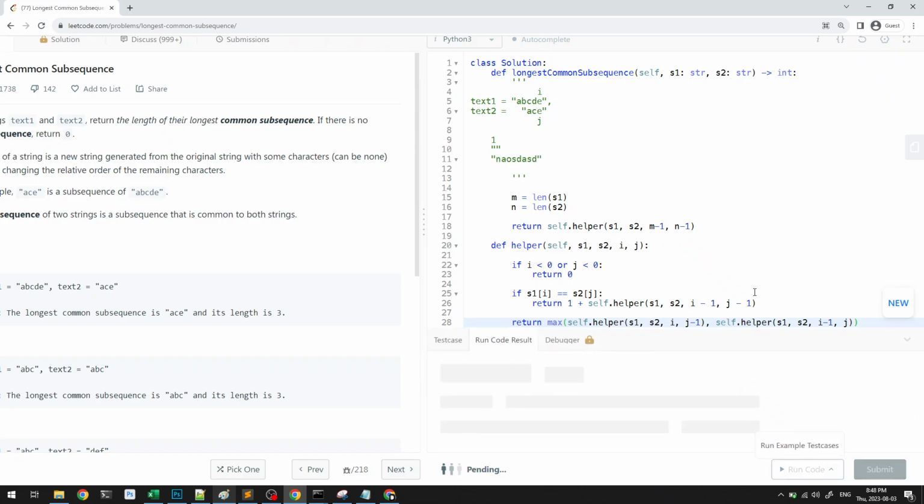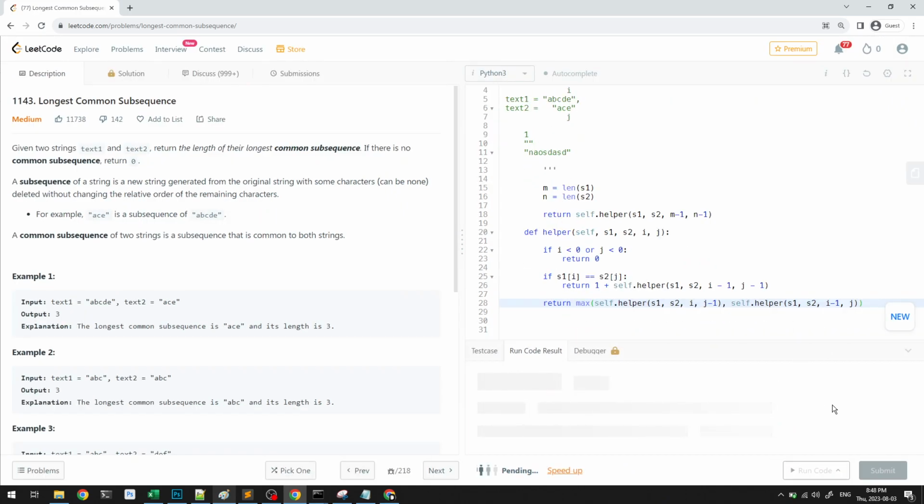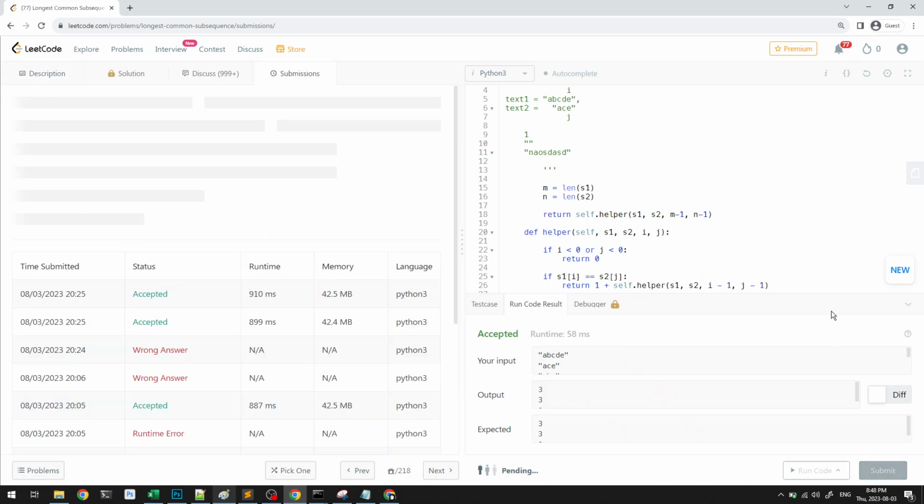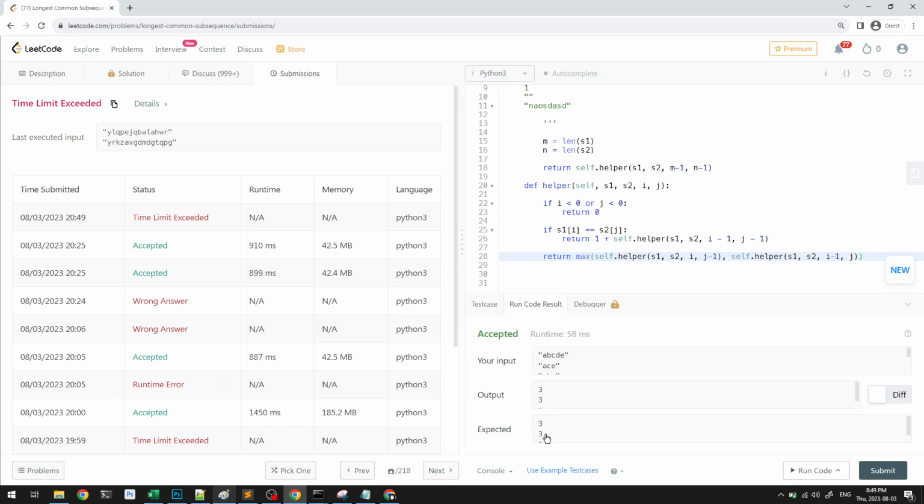So now let's run our test cases to see if we arrive at the correct answer. And we do. Let's go ahead and submit. And you should see eventually that we arrive at a time limit exceeded error. So this solution is correct, but it just takes too long. Okay, so what is one way in which we can solve this?